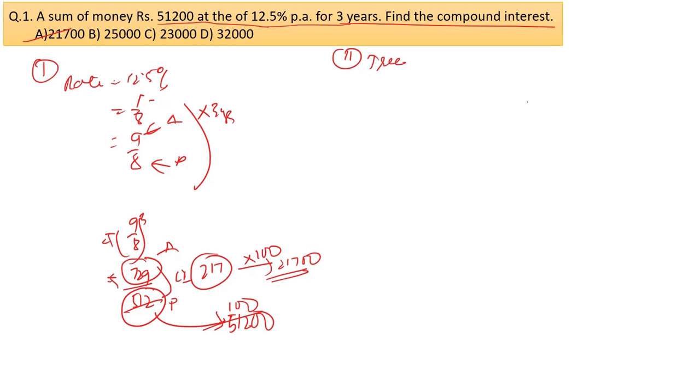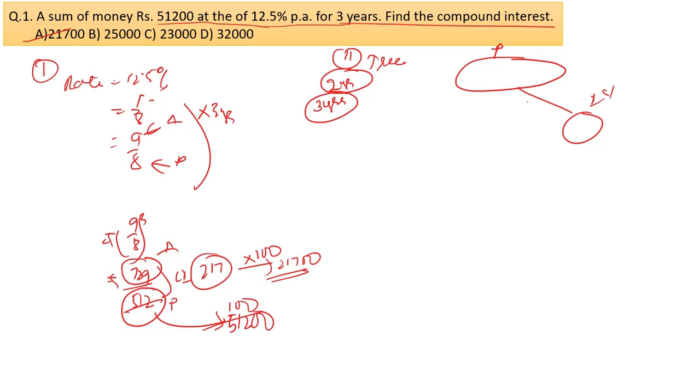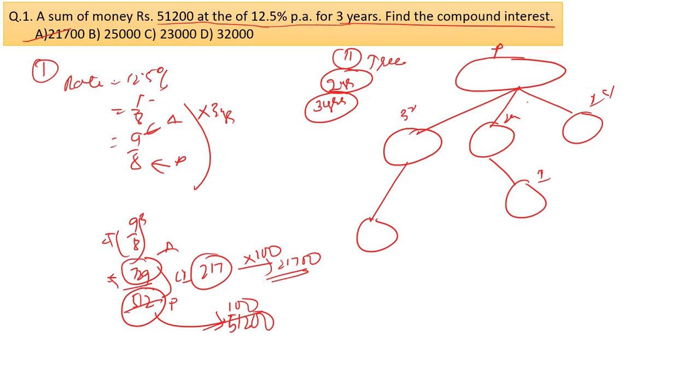And then for the tree method, in the last video we discussed the tree method for 2 years. Today we are going to discuss it for 3 years. Here we have the principal, and then we have interest for the first year, interest for the second year. In the second year we have interest on interest, and then for the third year we have interest here, again interest here. We know that in the third year the second year interest will be principal again, and it will have interest again. So I'll write this 2 times interest, and then again here interest.